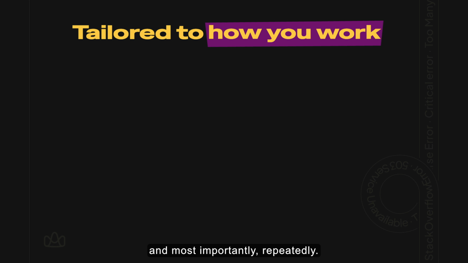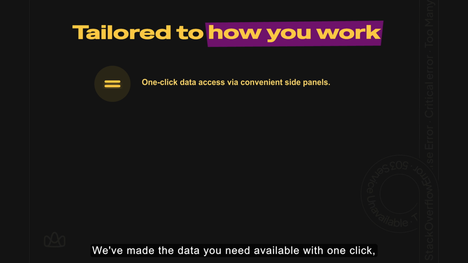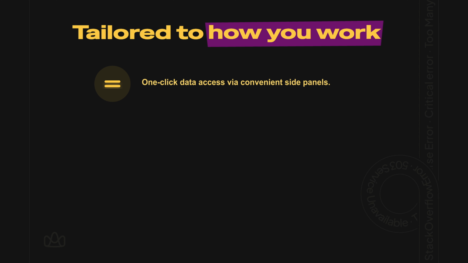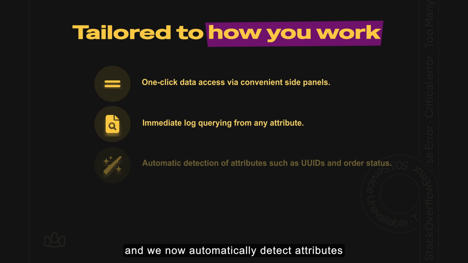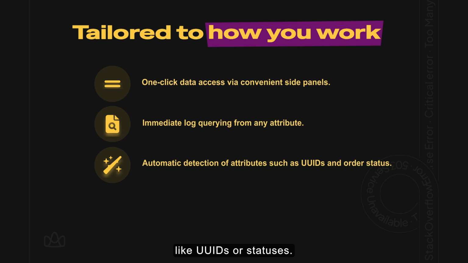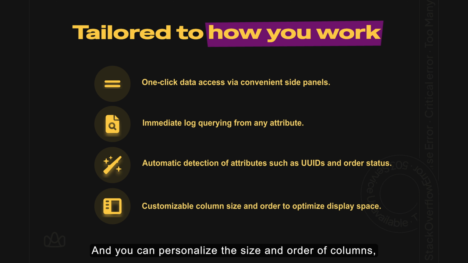and most importantly, repeatedly. We've made the data you need available with one click with side panels so you can easily jump in and out of the different information from each log line. We've added one-click log querying from any attribute, and we now automatically detect attributes like UUIDs or statuses. And you can personalize the size and order of columns so they make the most of your display's real estate.